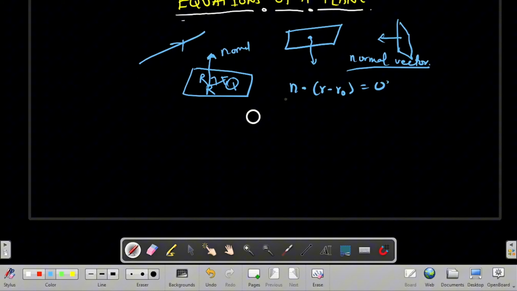Now, the normal vector is simply a direction vector. So I can say that n dot (r minus r naught) is equal to 0, which means n dot r will be equal to n dot r naught. This is a very nice equation that I've given to you. But we are still not done.